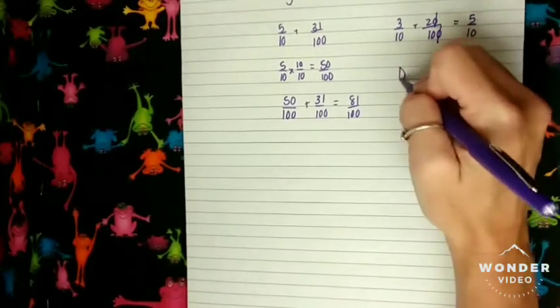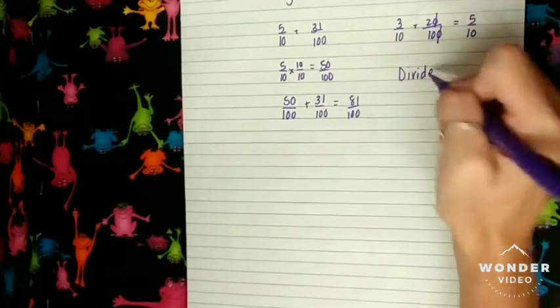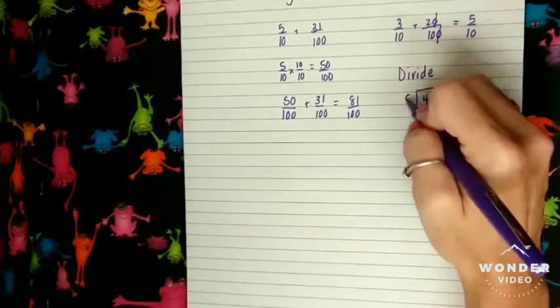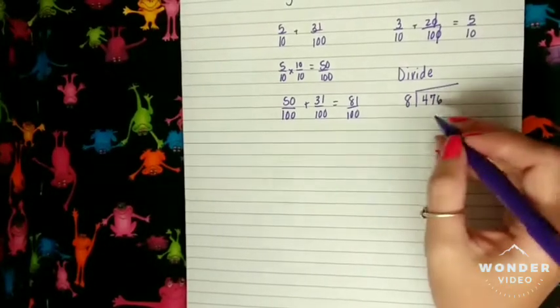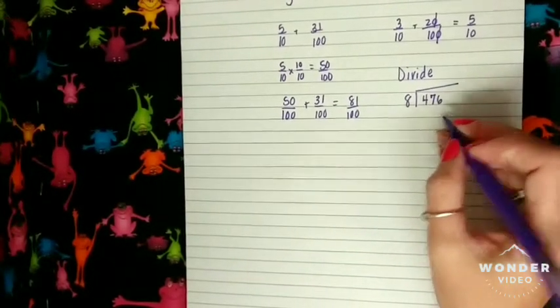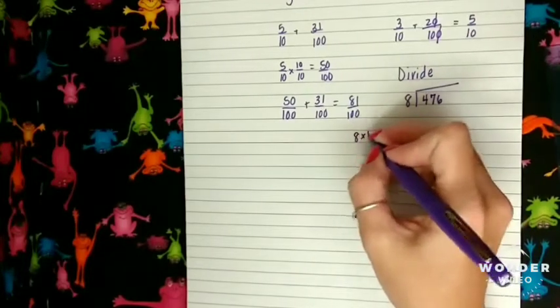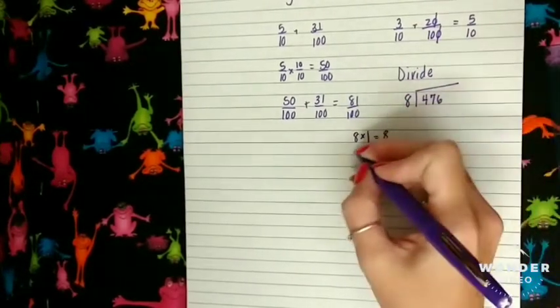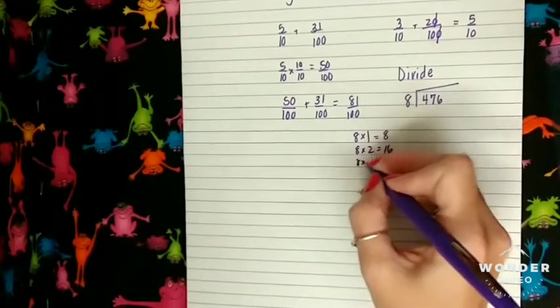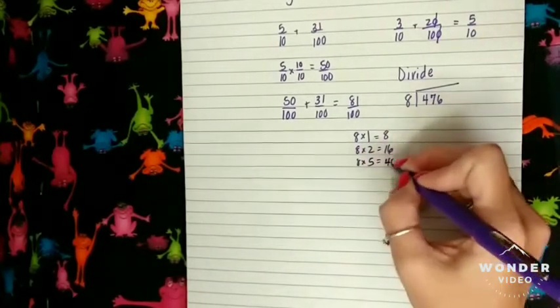They need to be able to divide. So if I have 476 divided by 8, there were a couple of ways that they were shown how to divide. We were using friendly numbers or friendly facts. So 1 times 8, it's the ones that I know off the top of my head. I don't need to go in and do all of them.